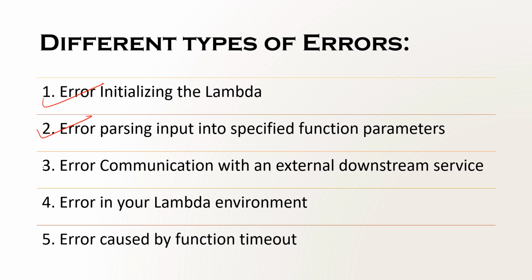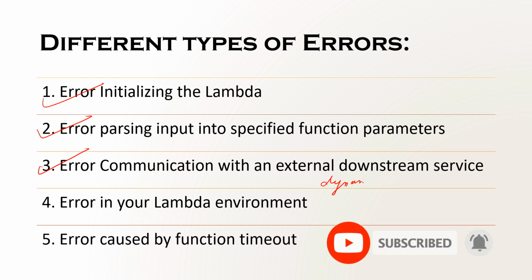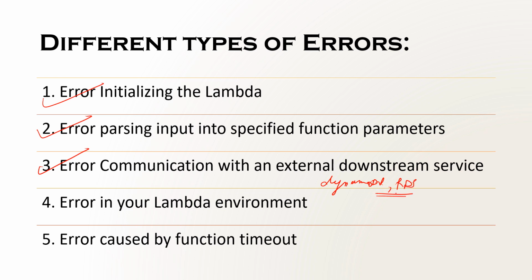The third one is error communicating with an external downstream service. So let's say in your Lambda function, you are calling DynamoDB, or RDS, or any other HTTP service, which is resulting in some kind of error. An example could be that your DB query is malformed, which can result in some kind of SQL exception. The fourth one is error in your Lambda environment. This could be any runtime exception thrown by your code, or an issue like an out of memory error.